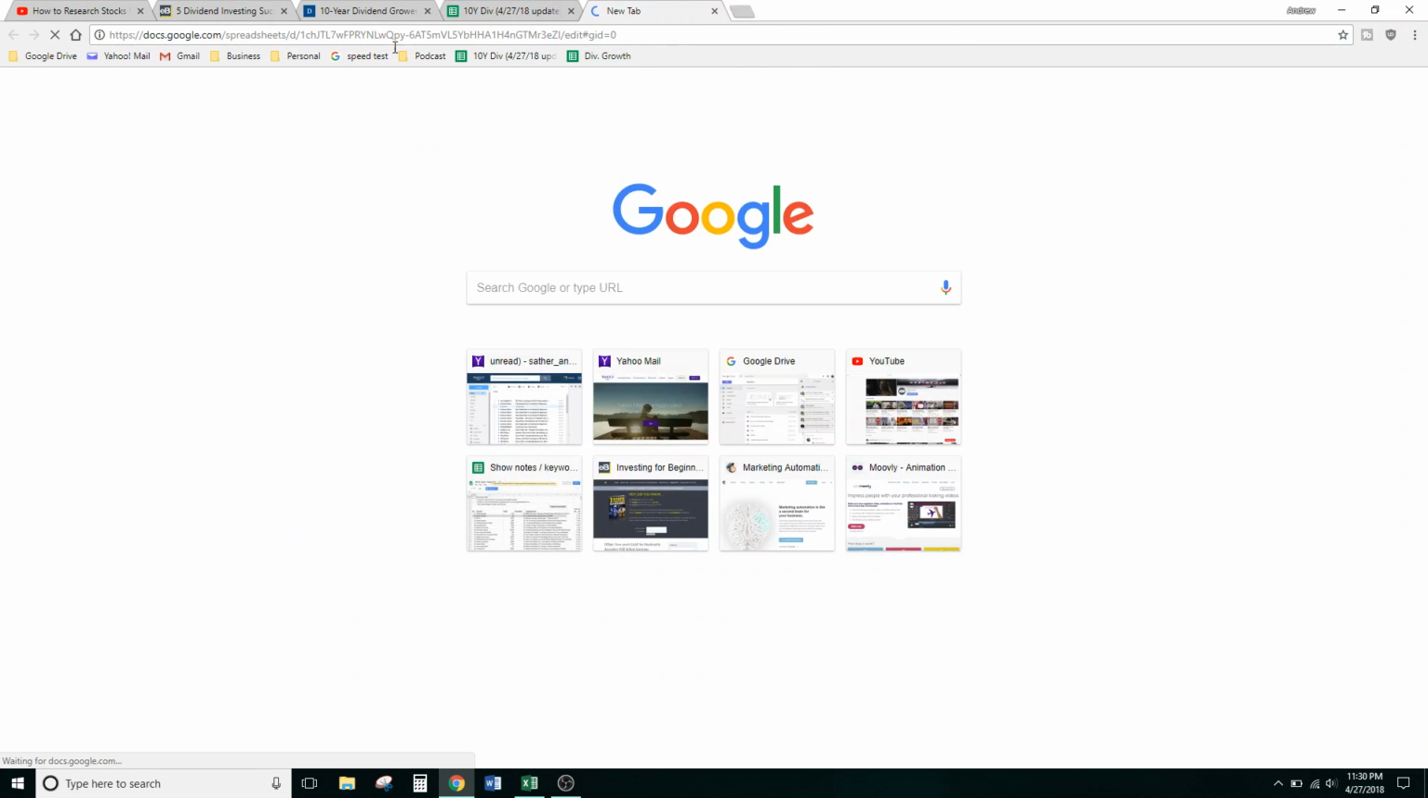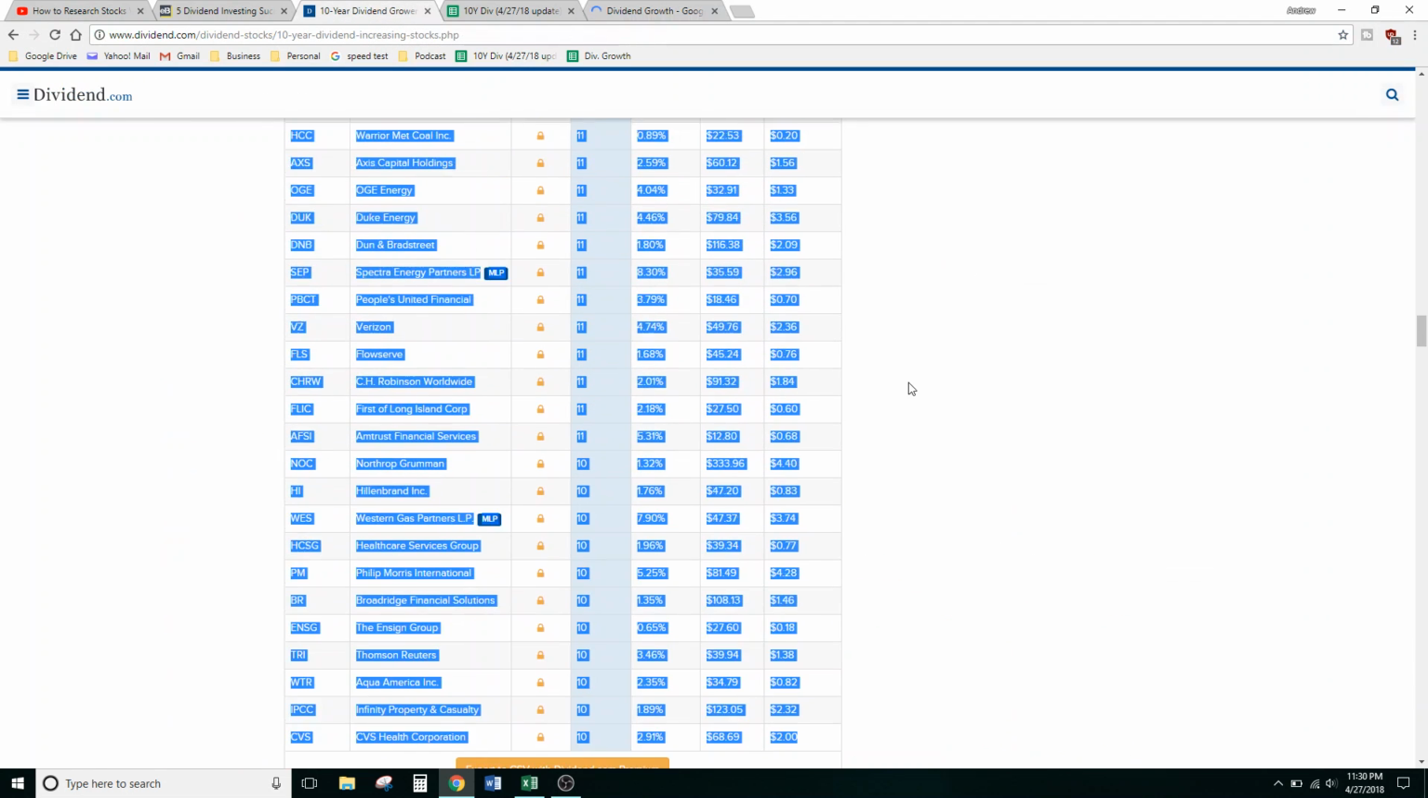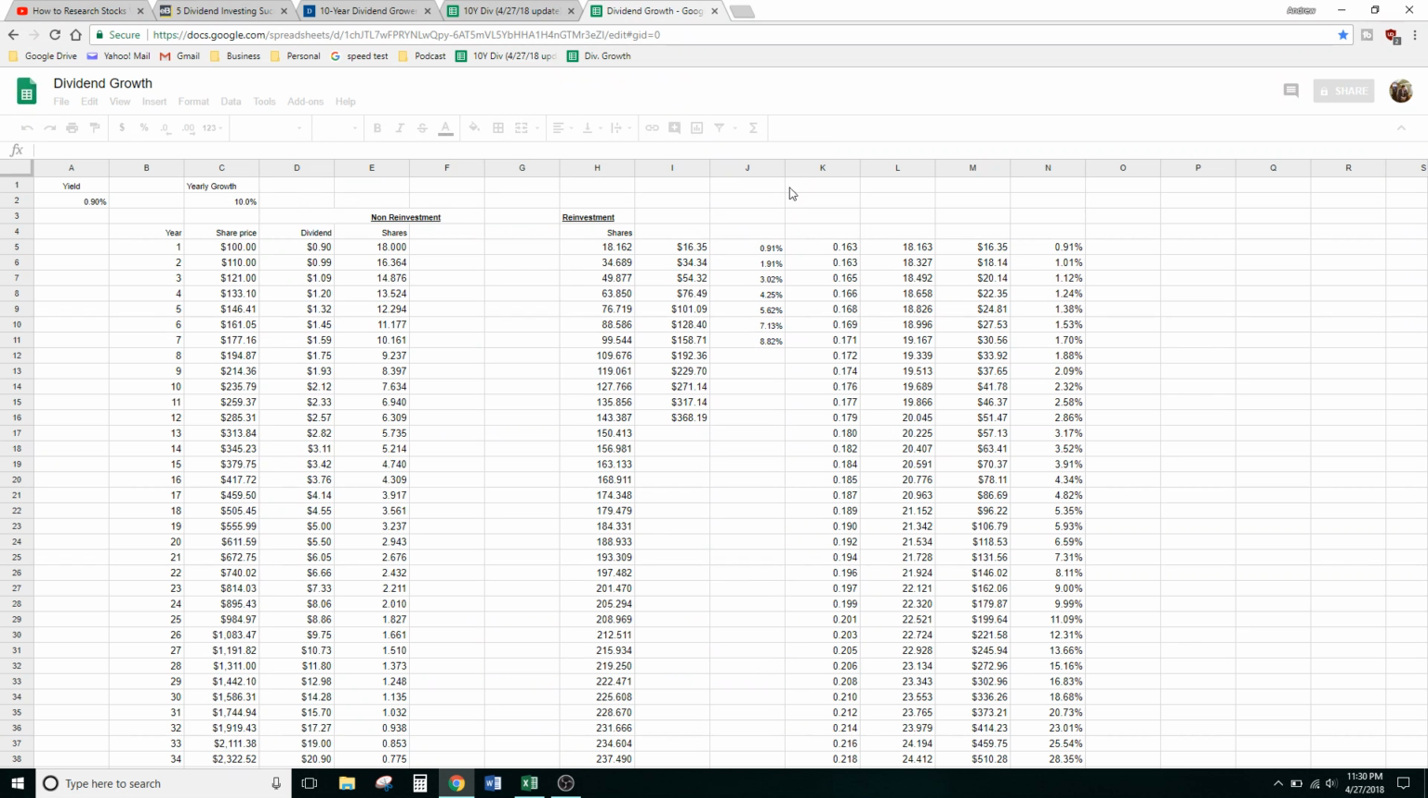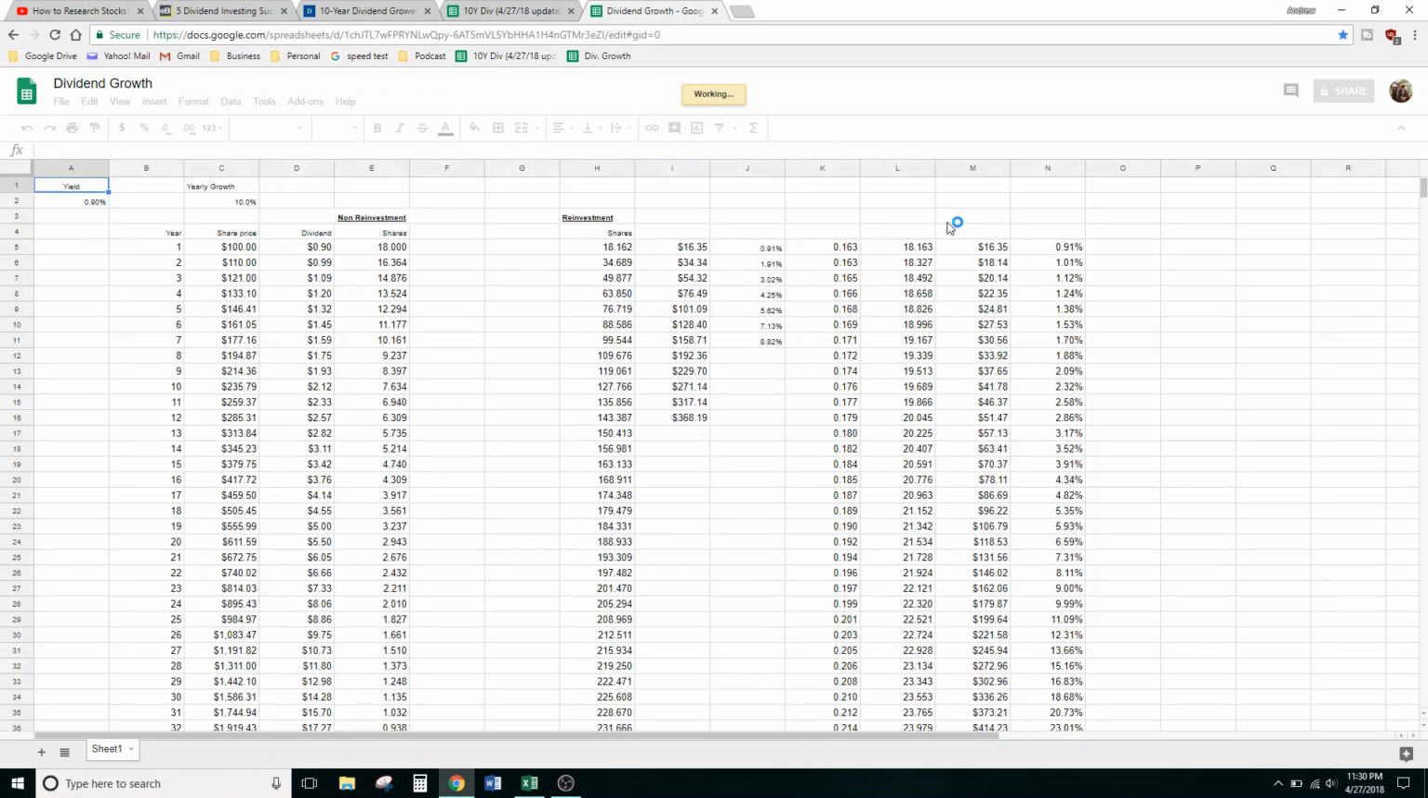One last spreadsheet, and then we'll use this data to try to narrow down some ideas for stocks. This is a spreadsheet I made a while ago, and I still use it today when I'm looking at different dividend opportunities. It's a non-reinvestment versus reinvestment hypothetical. So let's say you got a stock, it's $100. Let's say you're putting $1,800 a year into it. So you can see in year one, you're able to pick up 18 shares. That's the basis of how we're going to go through this little simulation.